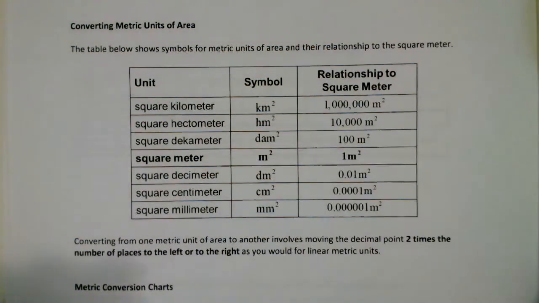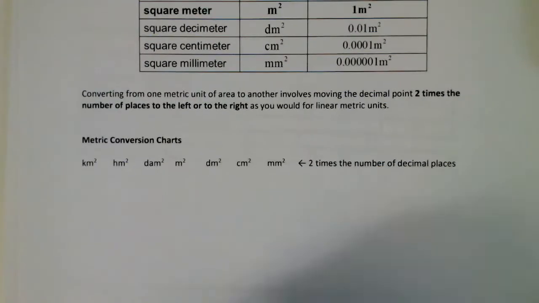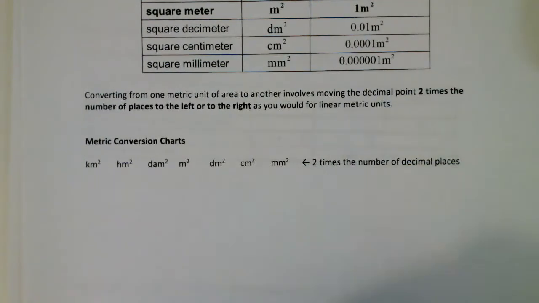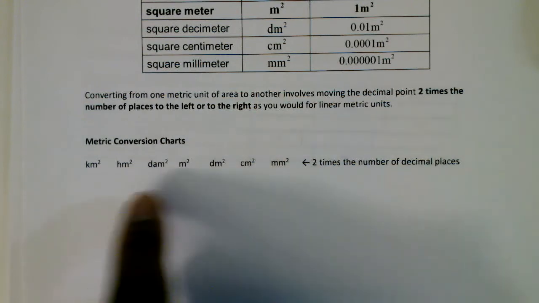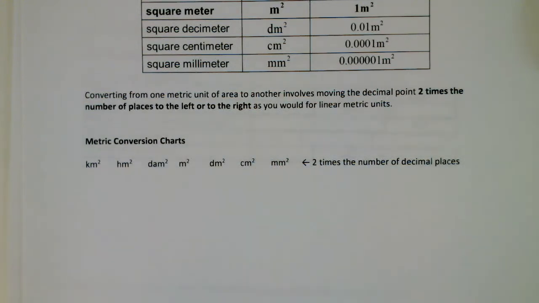I do have a conversion chart here at the very bottom, as you can see, and I created it horizontally from left to right. So now it's going to be 2 times the number of decimal places as you would for linear metric units if it was just meters or centimeters or millimeters or kilometers. Now with the square, it's 2 times that.